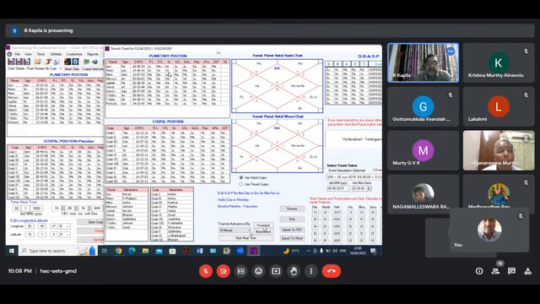Yes, sir, correct. Okay. So I need to change Venus. I advance the transit by 10 minutes each. I'll keep on doing it till Venus changes. Yes, sir. Change it.